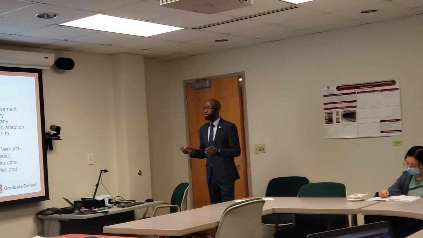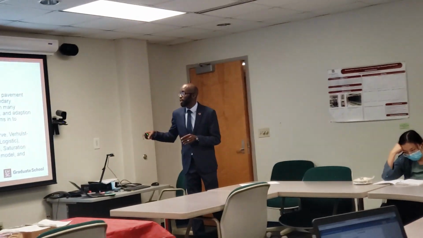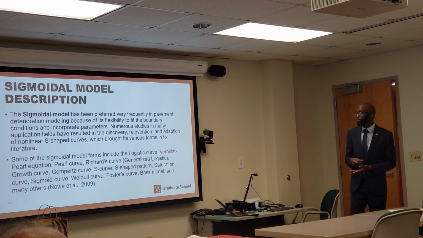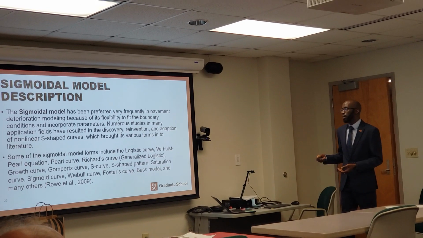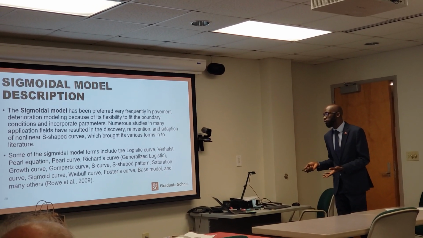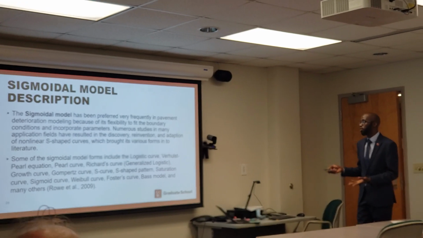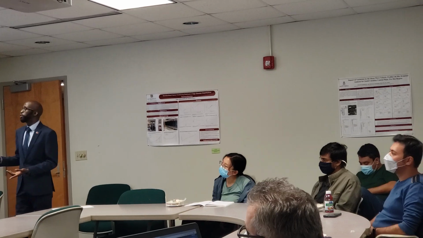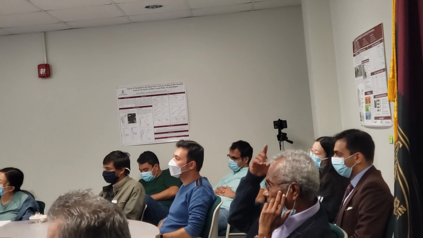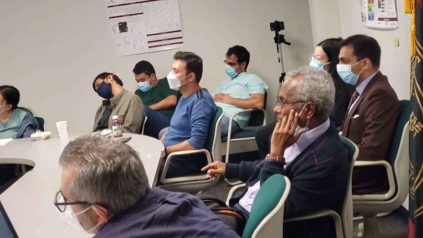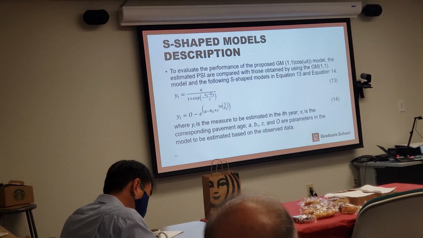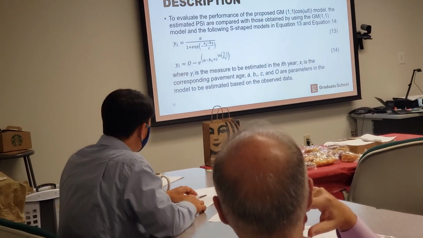As I said earlier, we use 2 S-shape models. I will go really quick on the S-shape. As I said, they are mostly used for predicting pavement performance, and some of the S-shape sigmoidal model forms include the logistic curve, Verhulst equation, Pearl curves, Richards curve, which is a generalized logistic curve, and also the Gompertz and Weibull. You can find more in the paper of Rowe et al., 2009. So these are the other 2 S-shape models we will compare with our GM cosine.